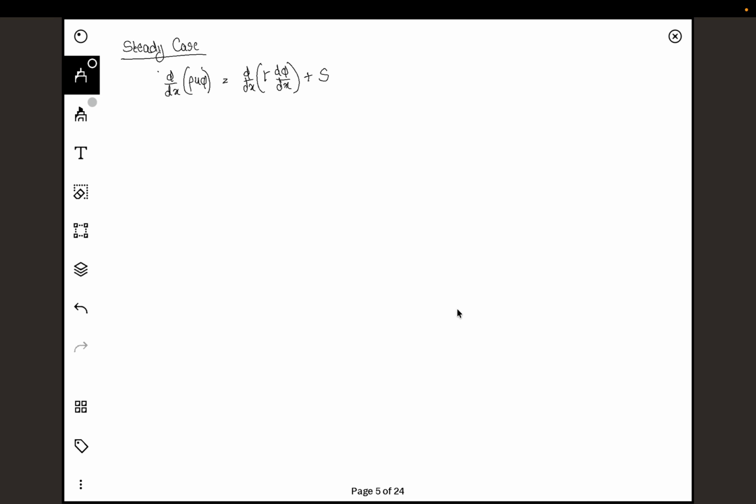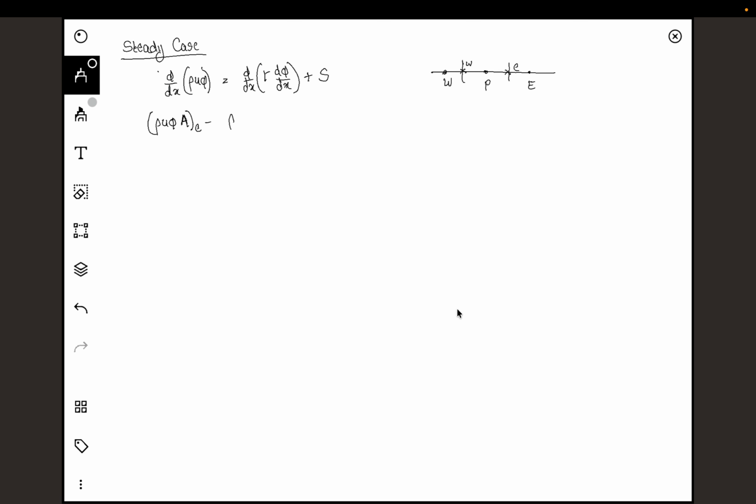Plus some source term. So this is for the steady equation. Just like before, if you do the integration, we will have rho u phi times some area on the east face. The domain is the same as before: you have the current cell, east, west. These are my face centers. So this is my control volume.